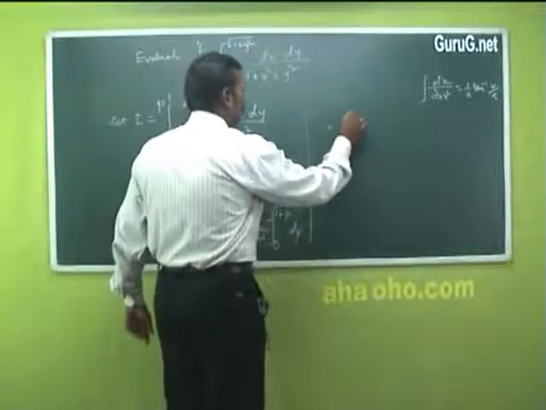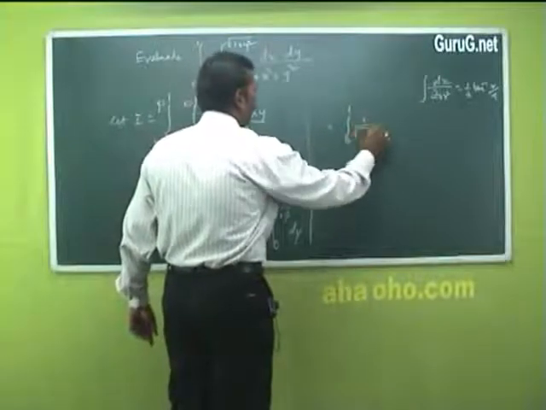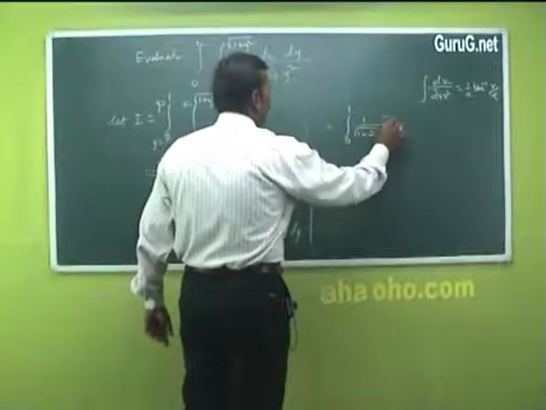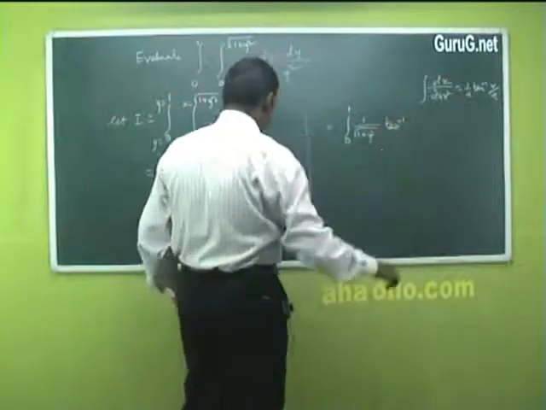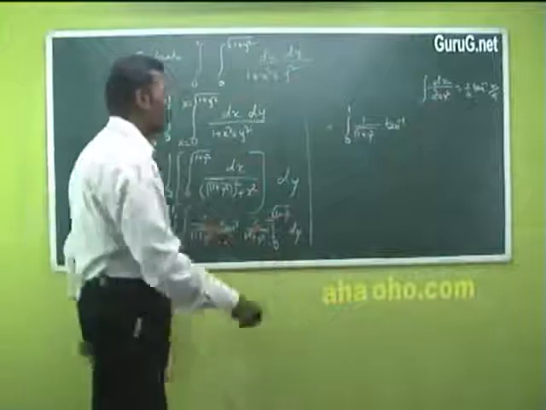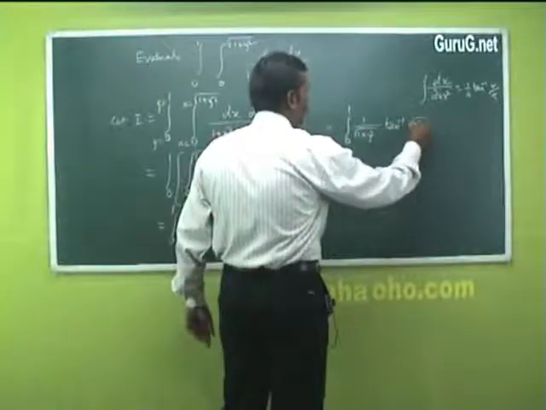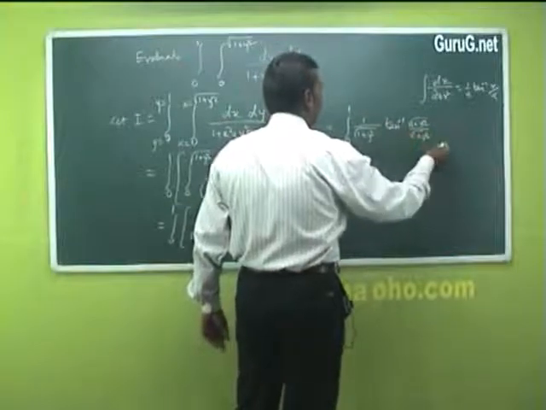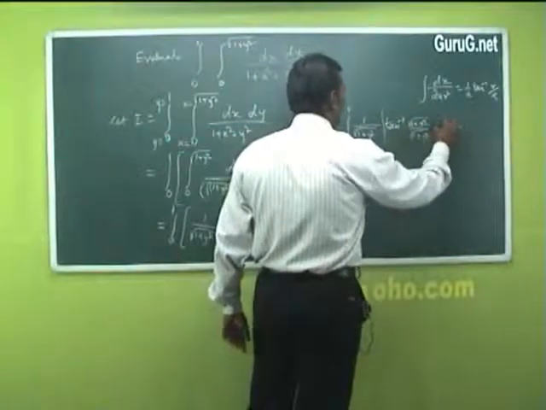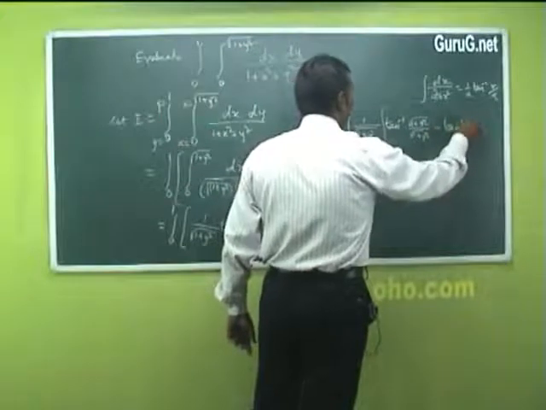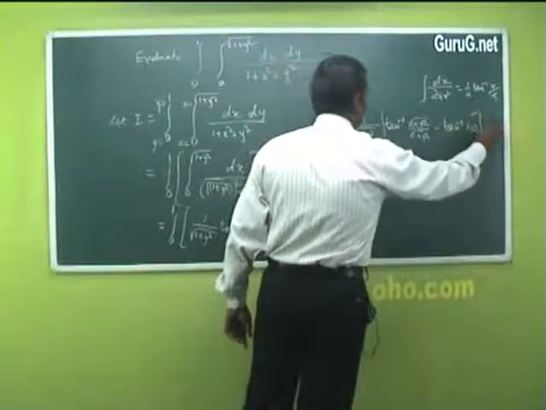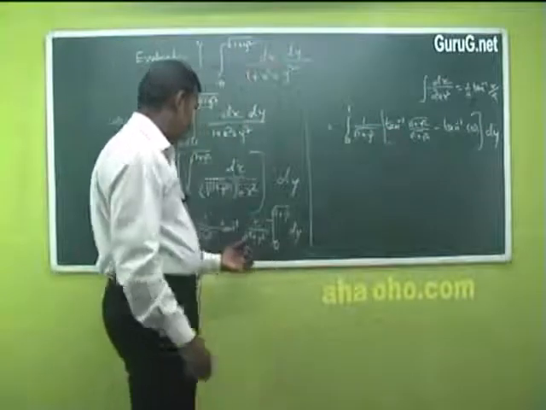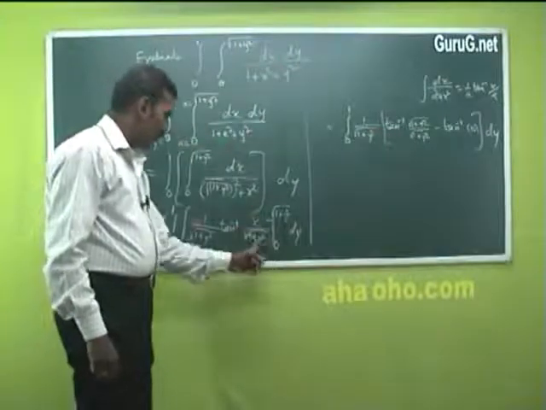Integral 0 to 1, 1 by root of 1 plus y squared. So tan inverse of, substituting the upper limit, root of 1 plus y squared by root of 1 plus y squared. This is upper limit minus lower limit. So tan inverse of 0 into d1. Yeah, we will substitute the upper limit and lower limit only for this.